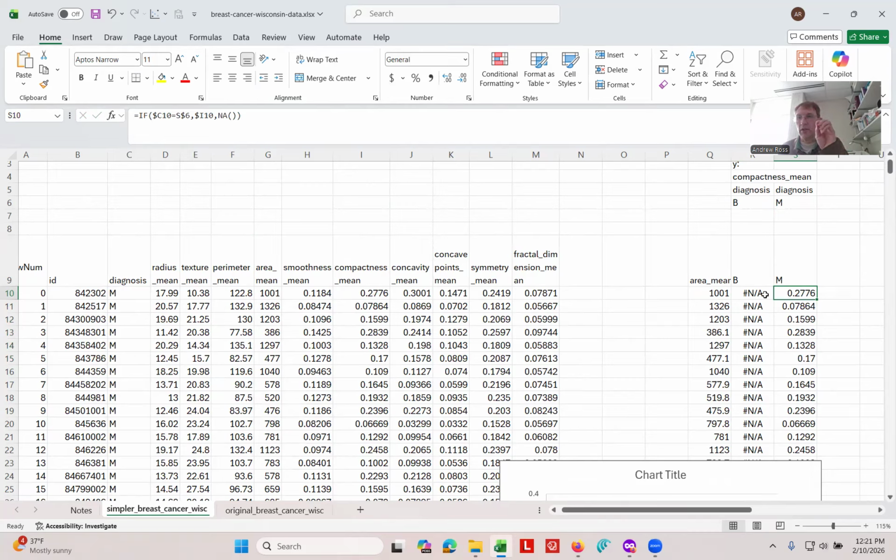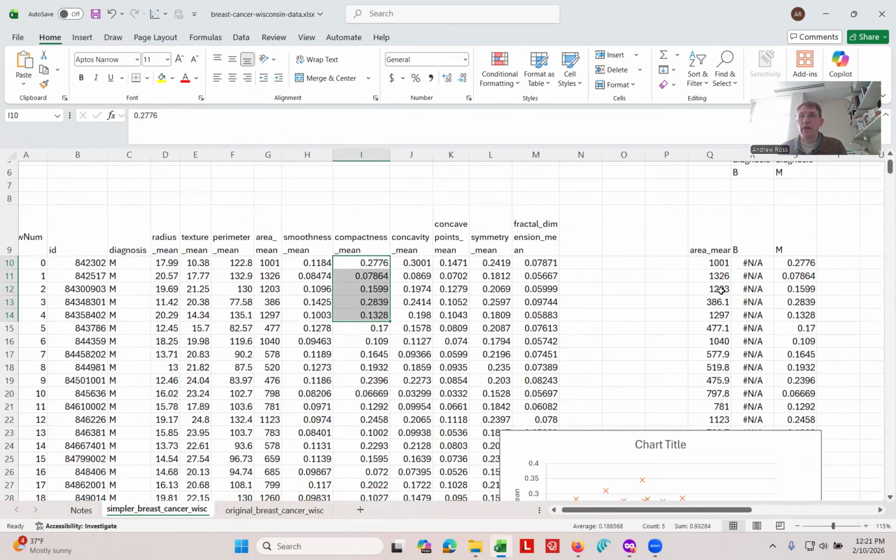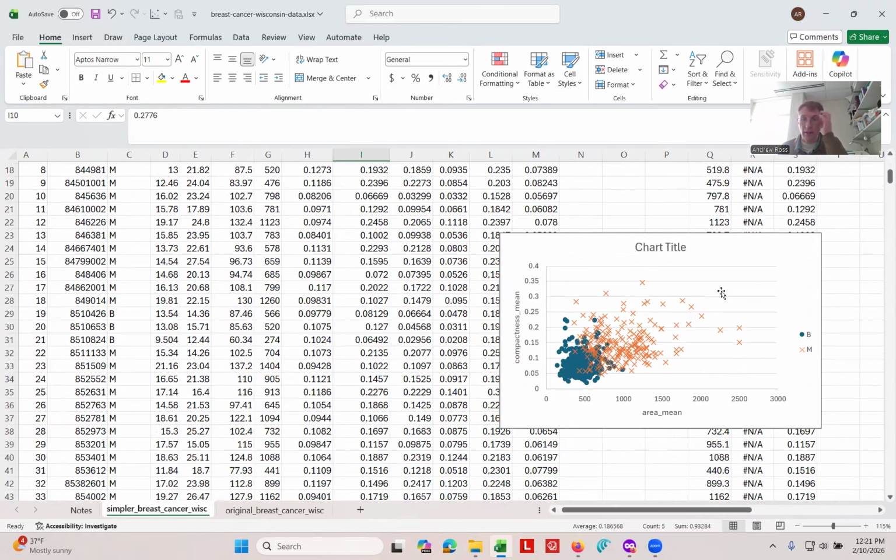Each row should have a not applicable in one of these two cells and an actual number from column I in the other one. And so when we plot that, we get this, and I've made it clear that the malignant cells are a different color and a different shape of marker, just in case this gets printed in grayscale or something.